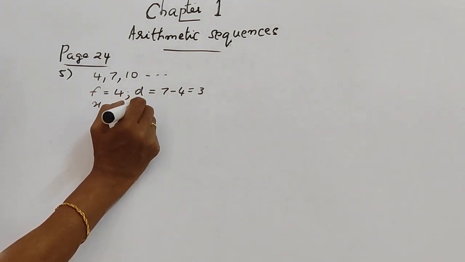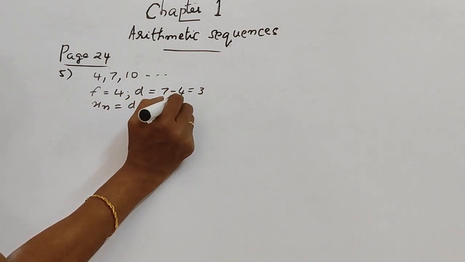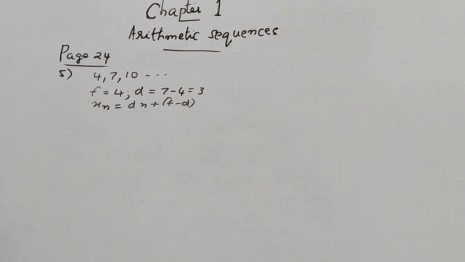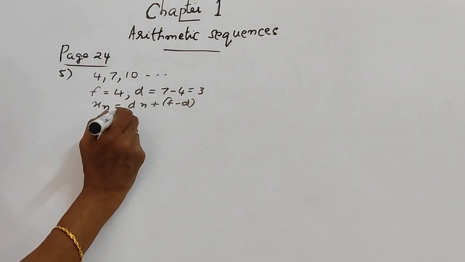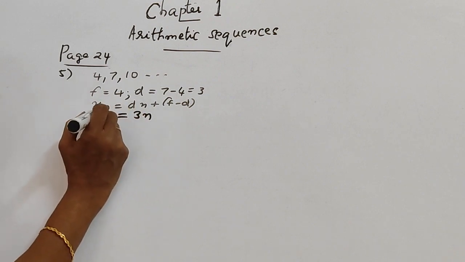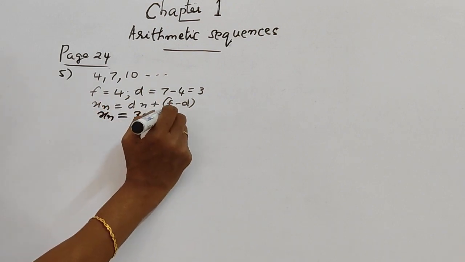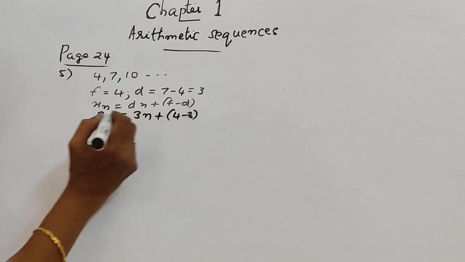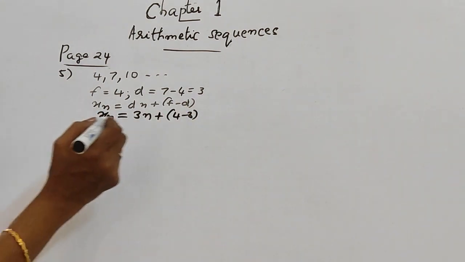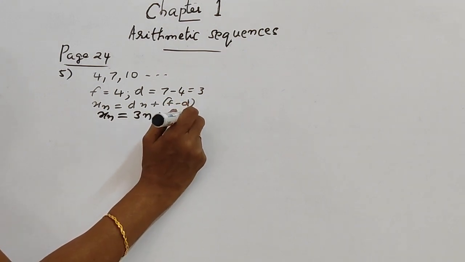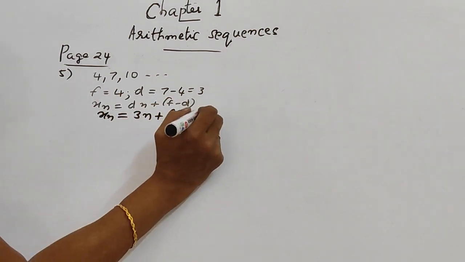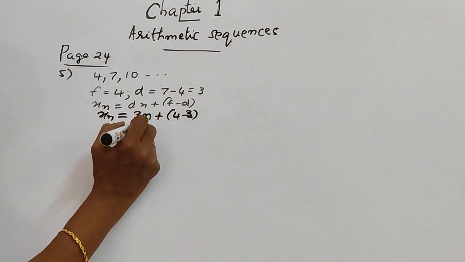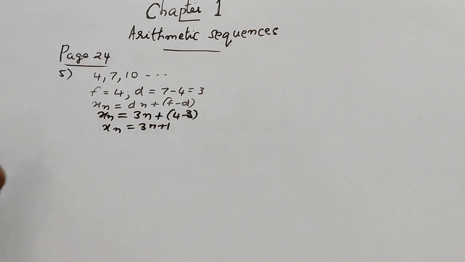xn is equal to dn plus f minus d. See, d is equal to 3. So xn is equal to 3n plus 4 minus 3. What you will get? 4 minus 3 is 1. We will get xn is equal to 3n plus 1. See here it is 3n plus 1.